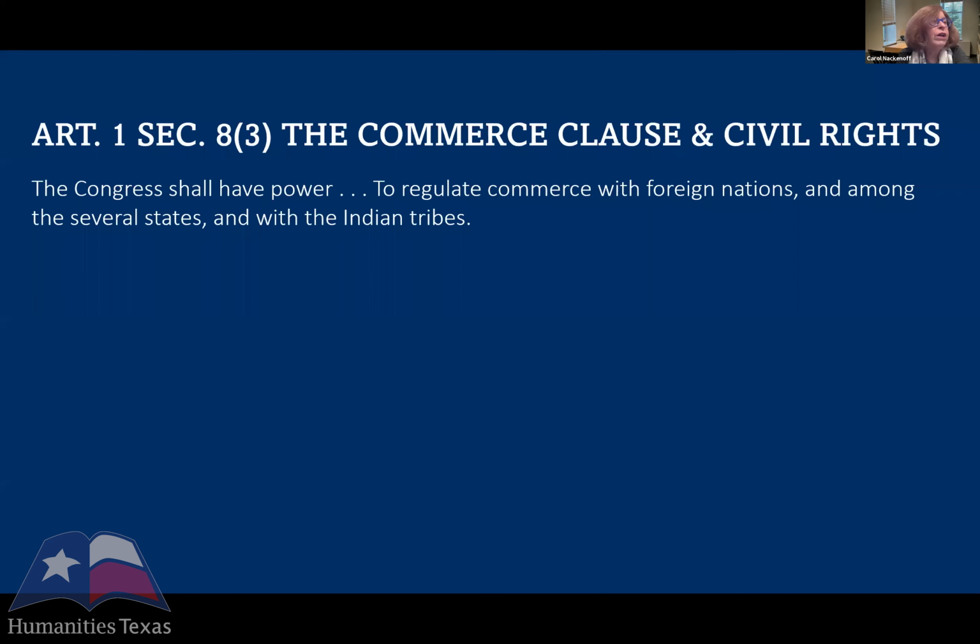Another area where we can look to find parts of the Constitution that are used for civil rights protection, believe it or not, is the Commerce Clause, which is Article 1, Section 8, Clause 3. The Congress shall have power to regulate commerce with foreign nations and among the several states and with the Indian tribes. So everybody always scratches their head. Why the Commerce Clause?